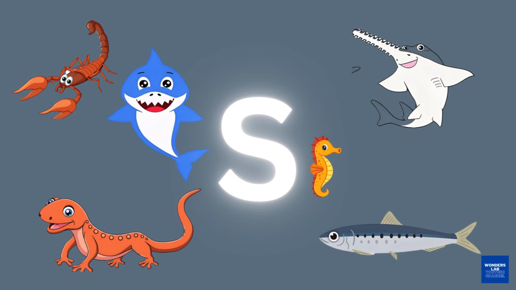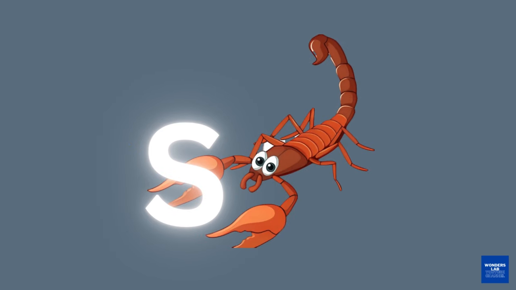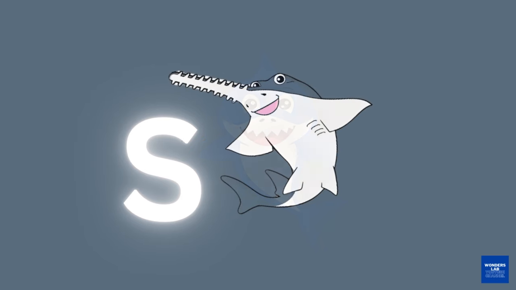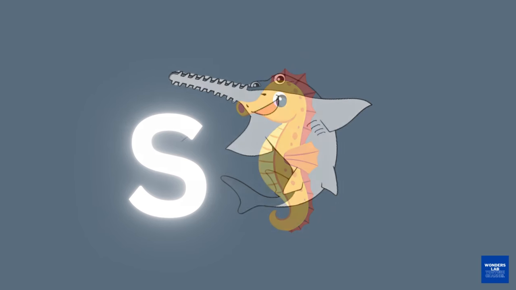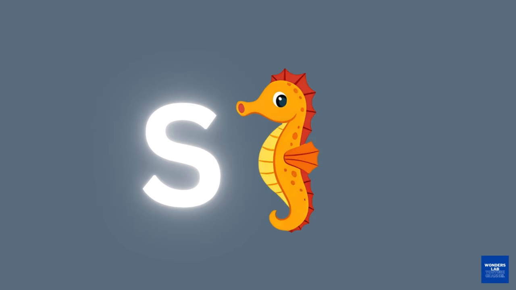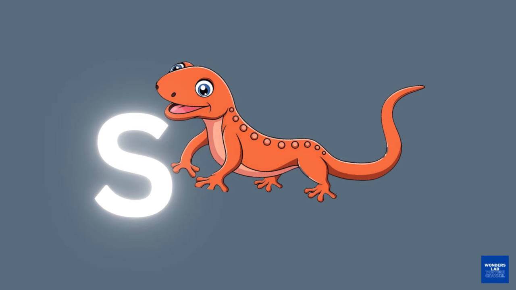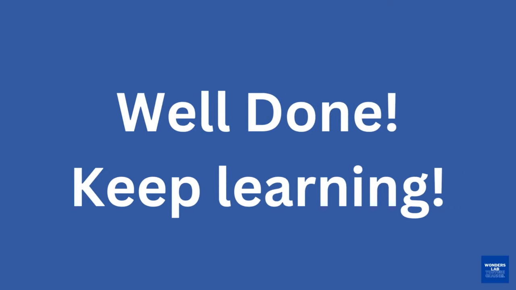Let's continue with S. S is for scorpion. S is for shark. S is for sawfish. S is for seahorse. S is for sardine. S is for salamander. Well done. Keep learning.